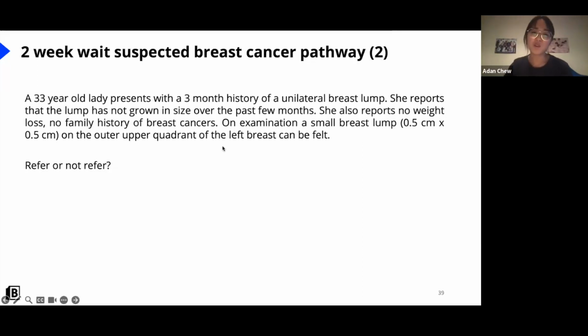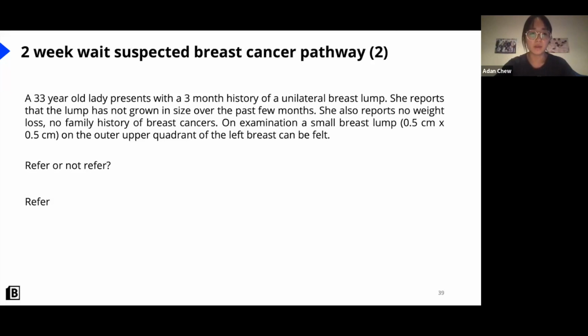Okay, so we've got a very nice mix of yeses and nos in the poll. And the answer is yes, you would refer her. So even though clinically I think you guys are thinking maybe it's less likely she has breast cancer, she is a 33-year-old lady, and you cannot reliably rule out that she doesn't have a breast cancer.